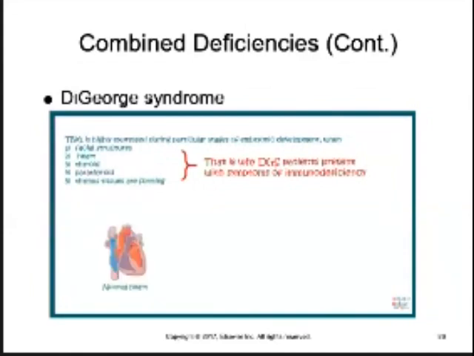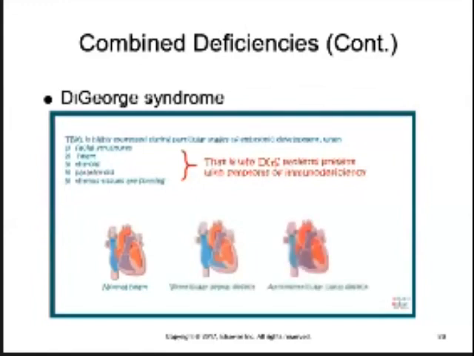So this is how a normal heart looks. But in the DGS patient, you would see ventricular septal defect or atrioventricular canal defect. These kinds of defects are pretty common in DiGeorge syndrome patients. Other than the heart, there would be complications associated with the thyroid and parathyroid gland.